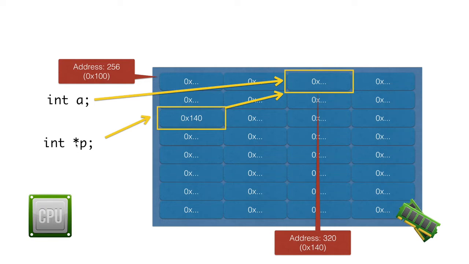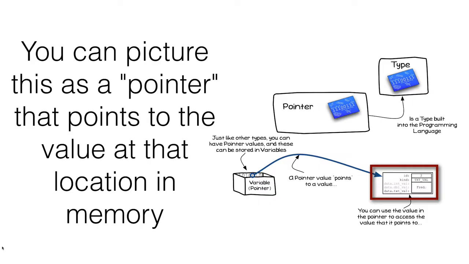I might have a pointer variable here, and this pointer variable has its own address, so it's located in this space in memory. The key bit is the value inside this variable is considered to be the location in memory of something that we care about. In this case, this is the location of this variable here. We see 0x140 is the address of that block of memory. So we can use this pointer to access this block of memory. The idea being we can picture the pointer as being a variable that points to something else. The value that you want is over there.